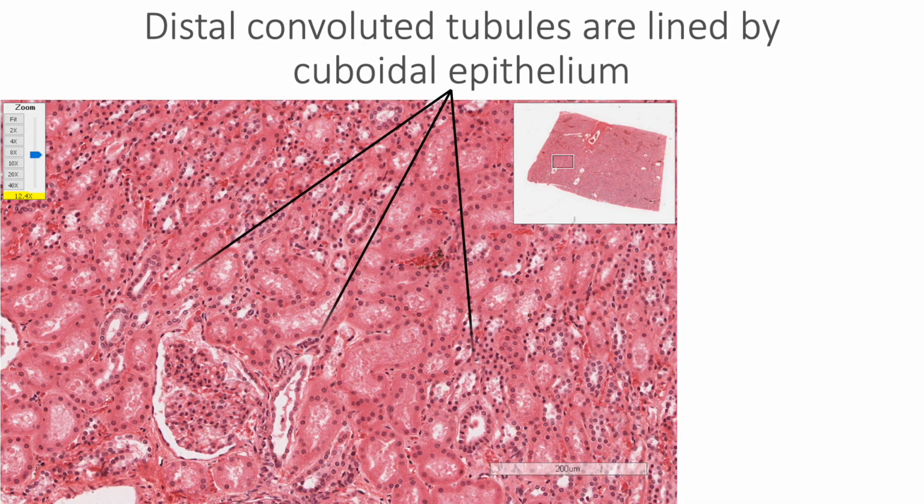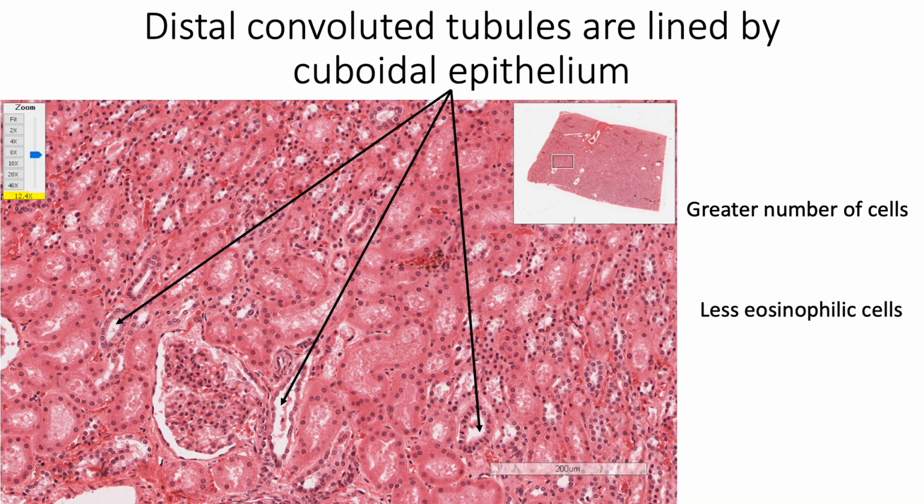Loop of Henle continues as distal convoluted tubule in the renal cortex. Distal convoluted tubules are also lined by cuboidal epithelium similar to PCT, but they can be distinguished from the proximal convoluted tubule by having greater number of cells in the lumen. Their cells are less eosinophilic compared to the cells of the proximal convoluted tubule, and they have a distinct outline for their lumen, whereas the PCT outline of the lumen is fuzzed because of the presence of brush border.